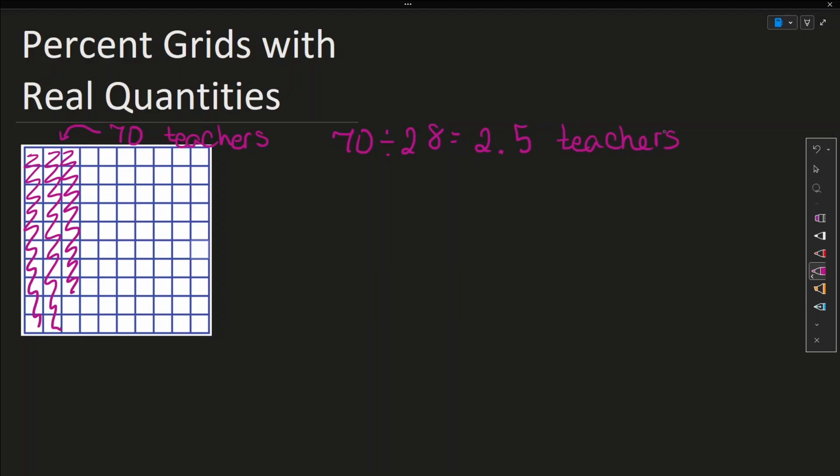That may feel strange because we usually do not have half a teacher, but in a model, each square can represent an average or proportional amount. Now, how many teachers are in the entire school district? The full grid has 100 squares, and each square represents 2.5 teachers. So 100 times 2.5 is 250. There are 250 teachers in the school district.